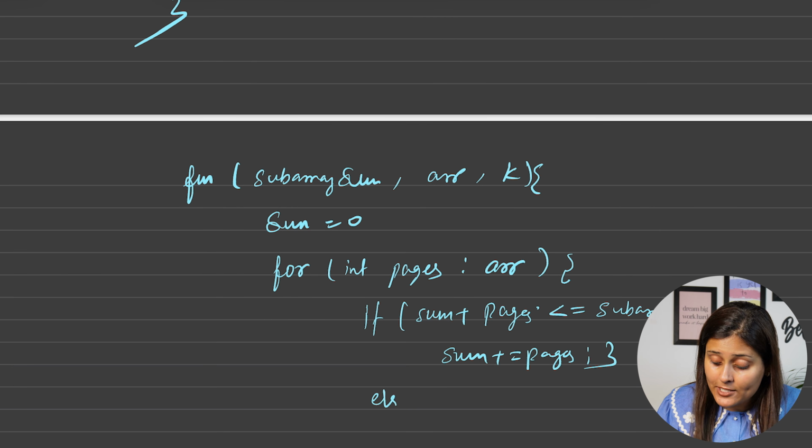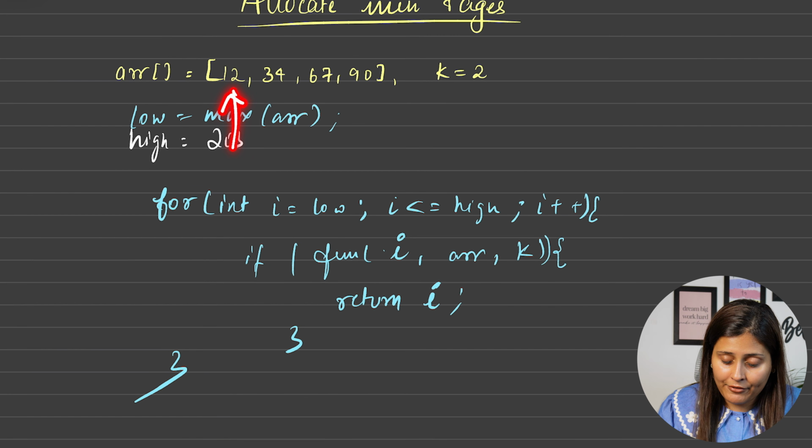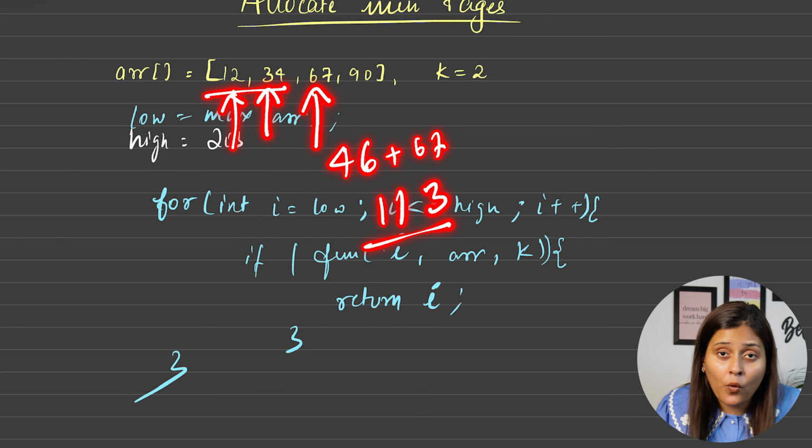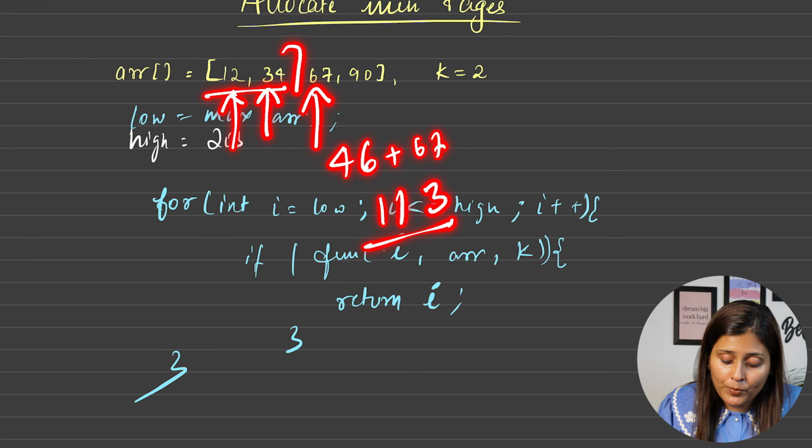Else, when it is not possible now, definitely if you went here, 12 you have included it with the summation 90, 34 also you included because total summation was 46. Now when you tried adding this, it will become 113, and this you don't want, correct? So definitely one group you want to stop here and you want to make another group.